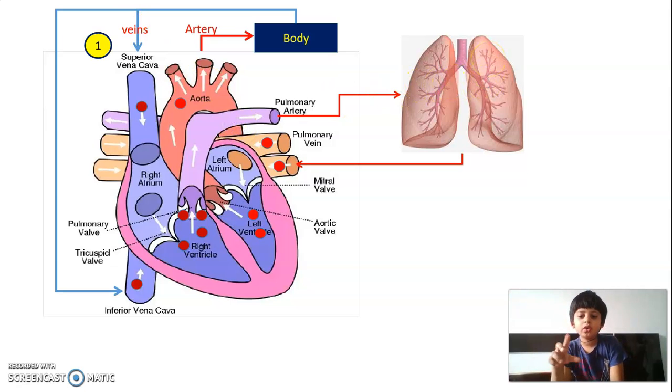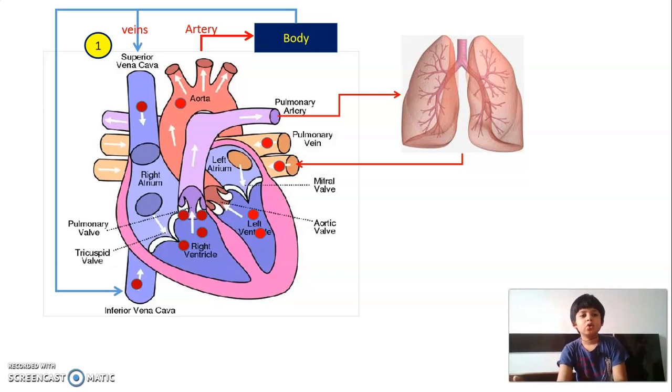The heart functioning, number 1. The heart with deoxygenated blood, that means blood with no oxygen. Deoxygenated blood is the blood which has been used by the cells. It doesn't have oxygen now, so that blood needs to have oxygen. Because without oxygen, the blood is useless.